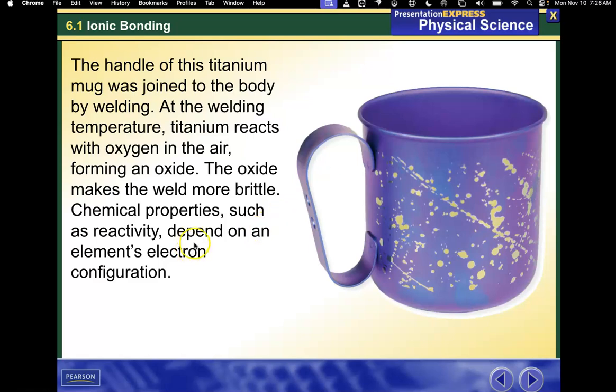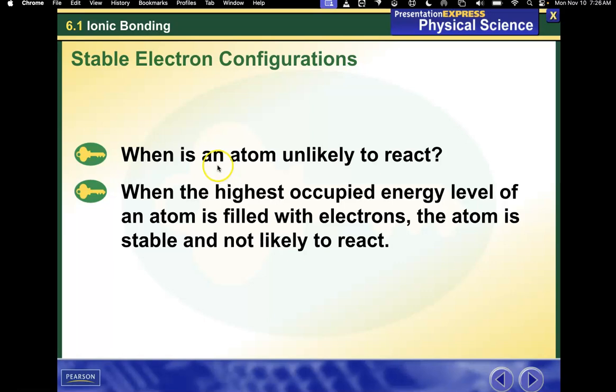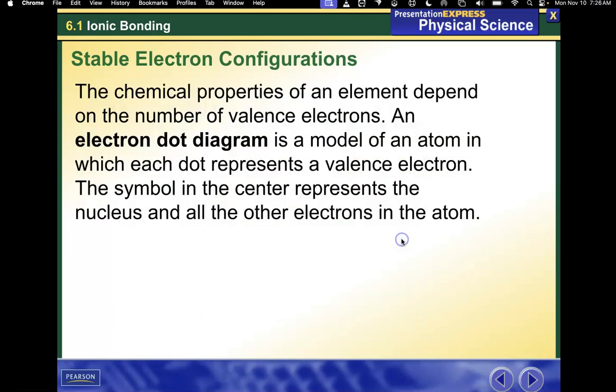Chemical properties such as reactivity depend on an element's electron configuration, or where the electrons are at. When is an atom unlikely to react? When the highest occupied energy level of the atom is filled with electrons, the atom is stable and not likely to react. So when the valence electrons fill up an orbital, it's good.